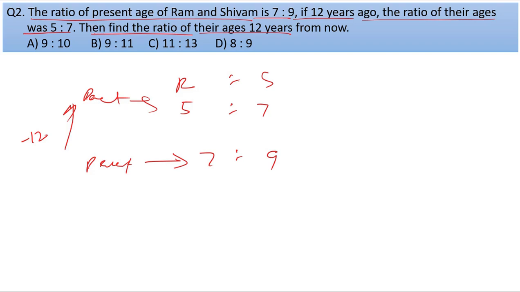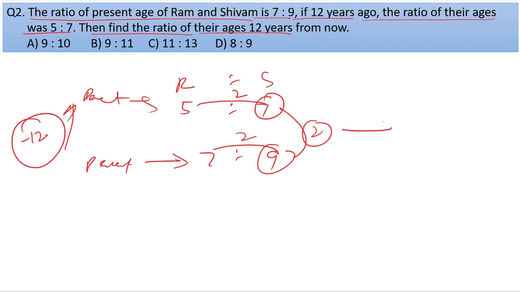Now let us take the age gap between Ram and Shivam, that is 2 units here, it is 2 units, hence it is balanced. Now let us take the difference between past and present. Here past it is 7, present it is 9, gap is 2, and here the gap is 12 years. So 2 times 6 is 12. So now we can get the present ages: multiply here by 6, multiply here by 6. 7 times 6 is 42, 9 times 6 is 54. So 42 and 54 are the present ages of Ram and Shivam respectively.